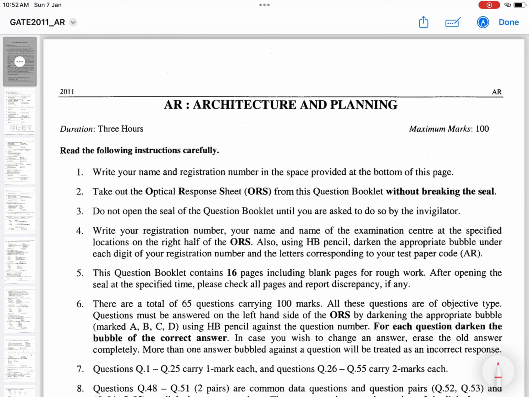We are going to solve the GATE architecture paper of 2011. So in this series, what I'm trying to do is I want to do previous years' question papers from 2011 to 2023. If I get time, more of the time before the exam, I will upload from 2010 also, and then the previous years.